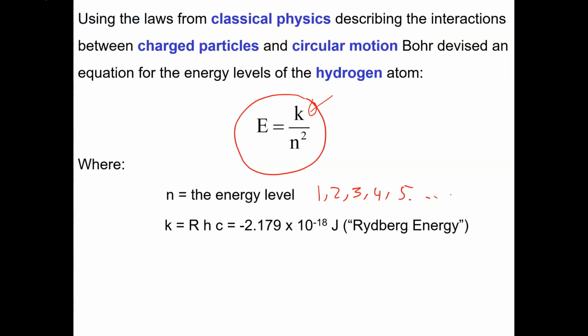Okay. So that's really it. So this k has the value of -2.179 × 10⁻¹⁸ joules. It's often referred to as the Rydberg energy. Sometimes k is given another symbol. For example, in Alex, I think they give the symbol Ry for the Rydberg energy. So they'll give it that symbol, but it's the same thing.